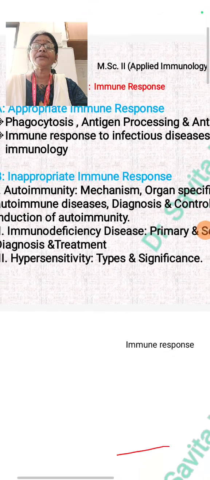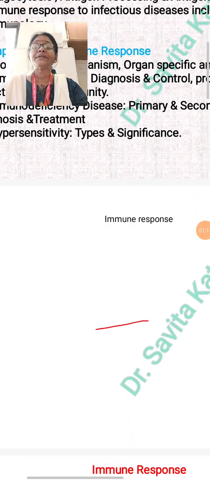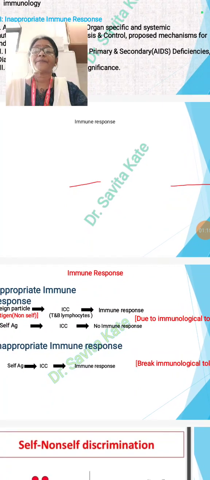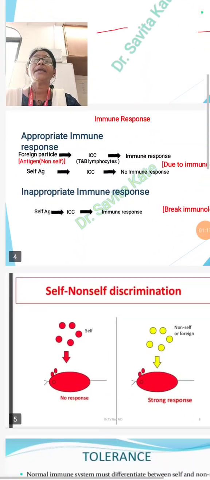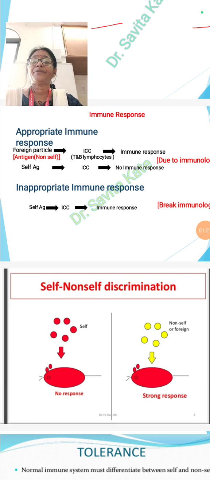The second one is immune deficiency disorder, which we discuss after autoimmunity. Then the third one is hypersensitivity. So let us start with the immune response. As I told you, there are the appropriate immune response and the inappropriate immune response.